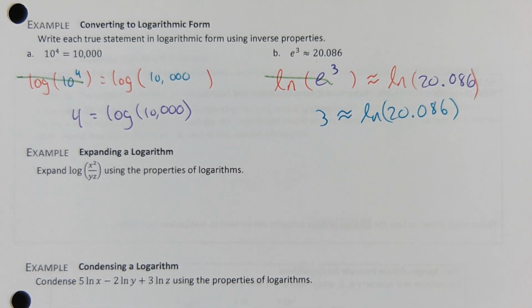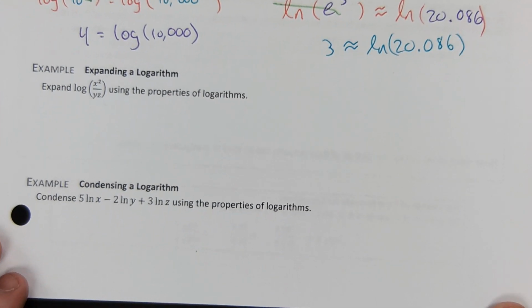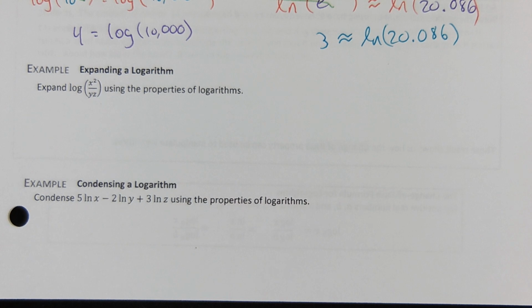And since the common log and the natural log are just logarithms, they have no special rules. They follow the same rule set that all logarithms follow. We can expand and condense them. So once again, older skill set here, and we're just getting to practice it again, but with new bases.